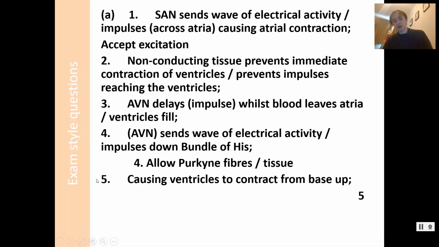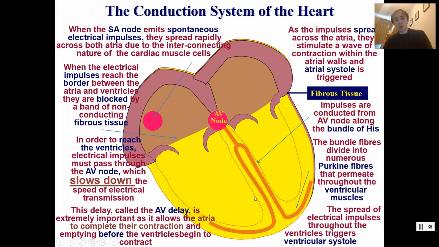This 5th mark is an interesting one. It's something we didn't necessarily touch on too much. But of course, you've got to think about, why do I need to do this at all? Why does the AV node not just directly activate the top of the ventricles? Well, if you think about it, if the top of the ventricles contracted first, all the blood would be trapped at the bottom. And so we need it to contract from the base up. Like with a tube of toothpaste, you start from the bottom and you push up to get all the toothpaste out. And so you do the same with the heart. You start from the bottom, you contract up, and that will lead blood to leave the ventricle in its entirety.